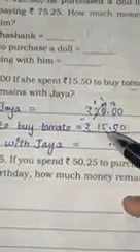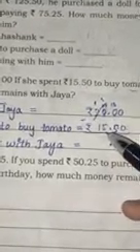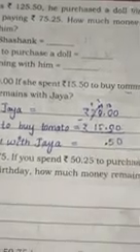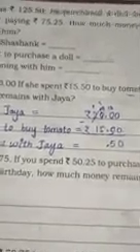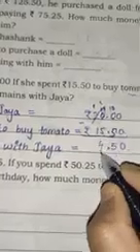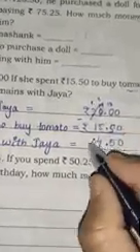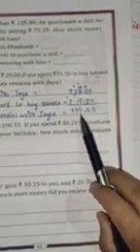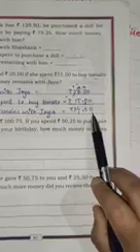Next, 9 minus 5 is how much? 4. Next, 1 minus 1 is 0. So the amount that remains with Jaya is 4 rupees 50 paise. Understood, children? So in the same way, you try to solve the 4th and 5th by yourself.